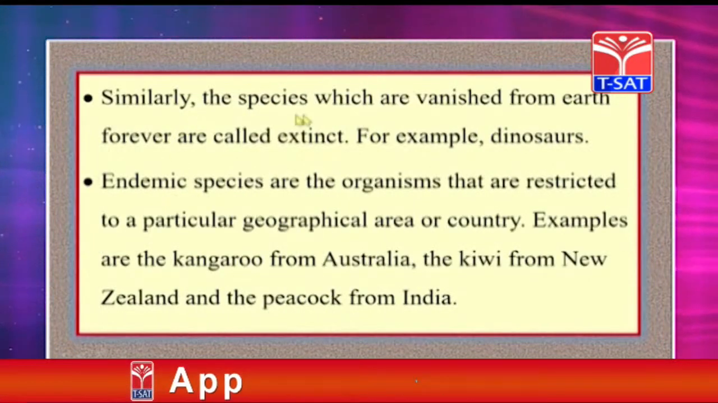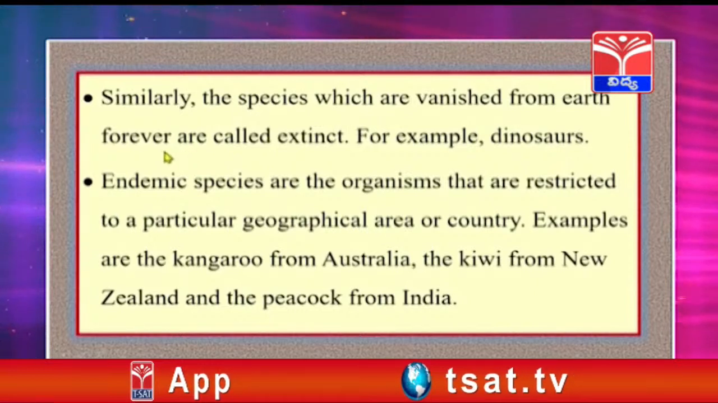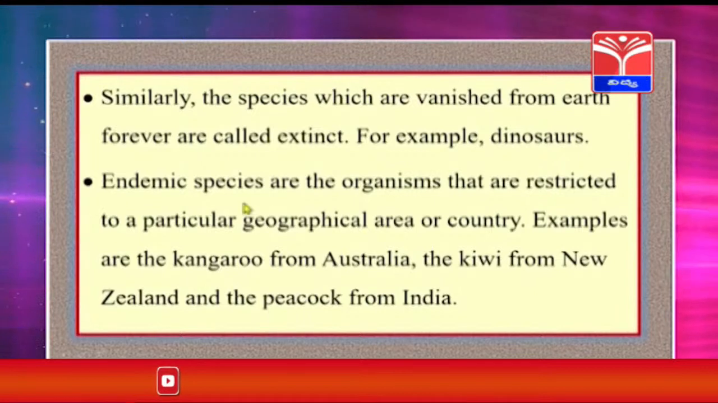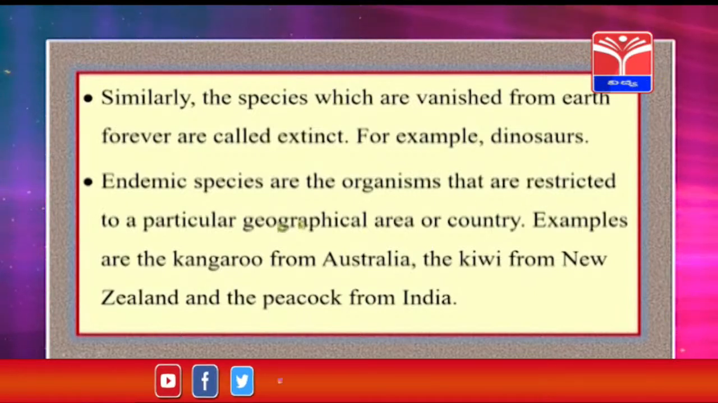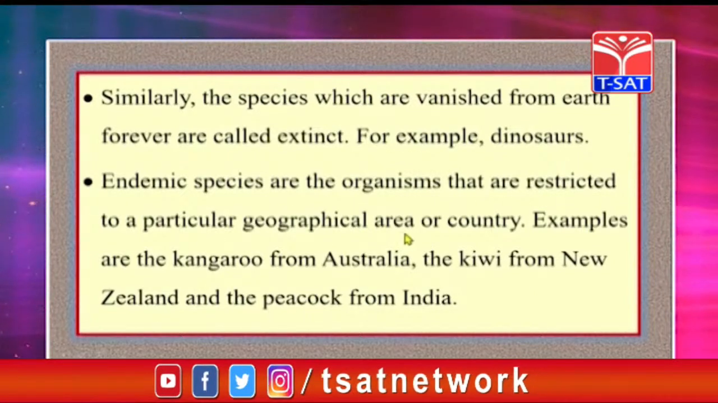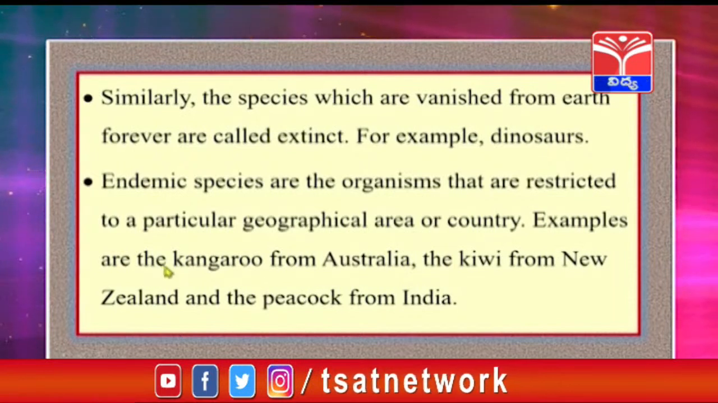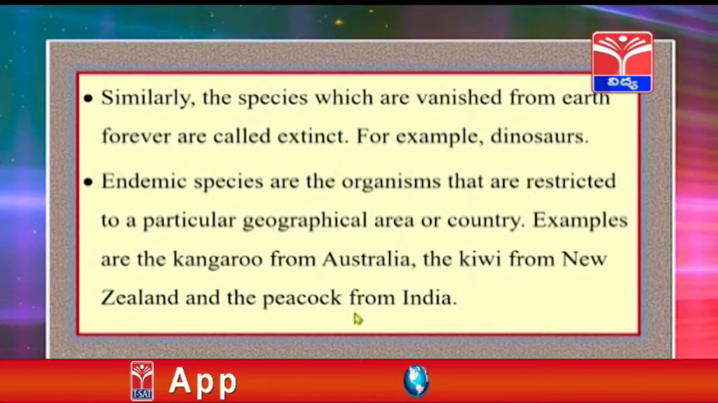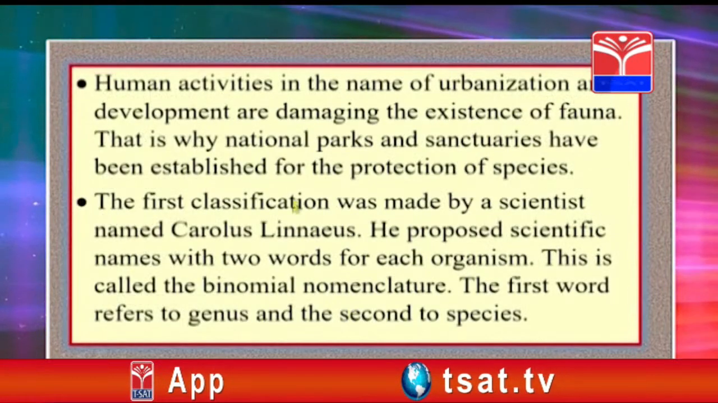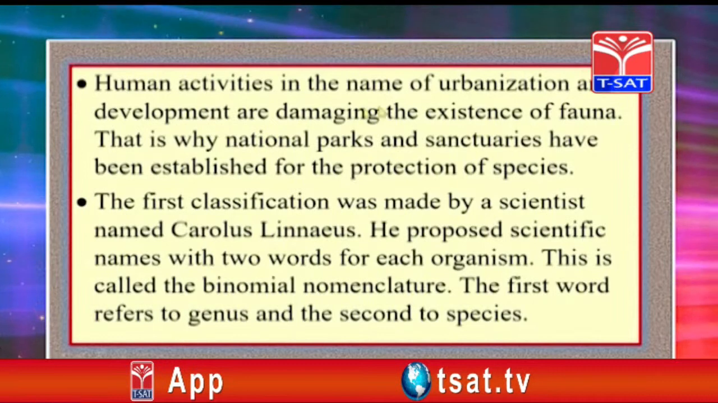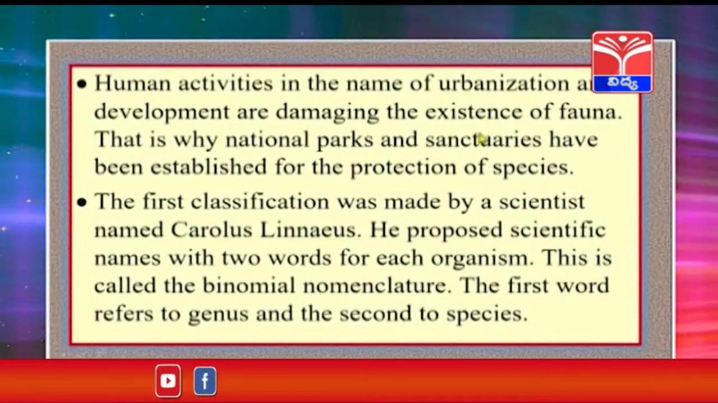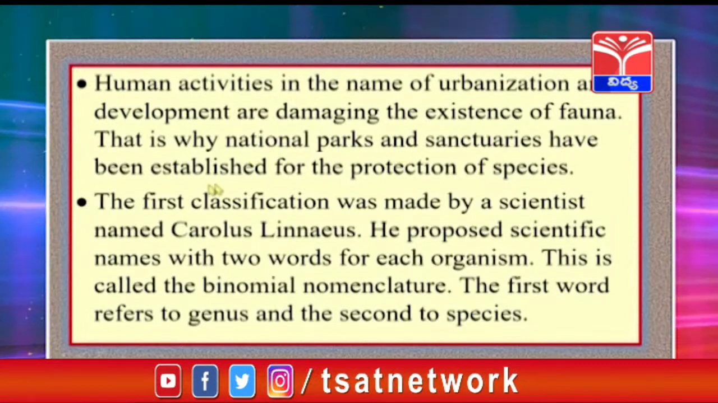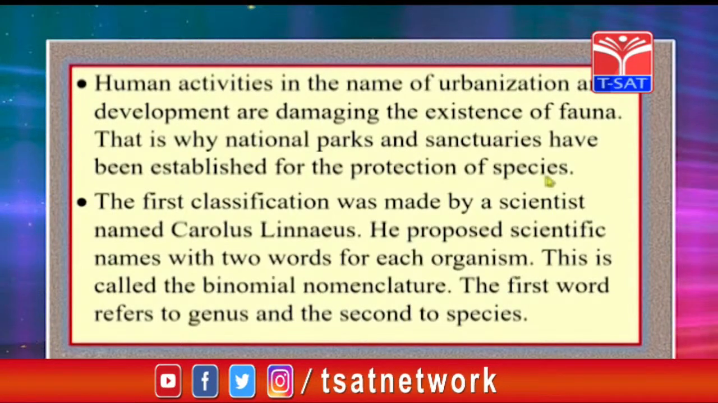Similarly, the species which have vanished from Earth forever are called extinct. For example, dinosaurs. Endemic species are the organisms that are restricted to a particular geographical area or country. Examples are the kangaroo from Australia, the kiwi from New Zealand, and the peacock from India. Human activities in the name of urbanization and development are damaging the existence of fauna. That is why national parks and sanctuaries have been established for the protection of species.